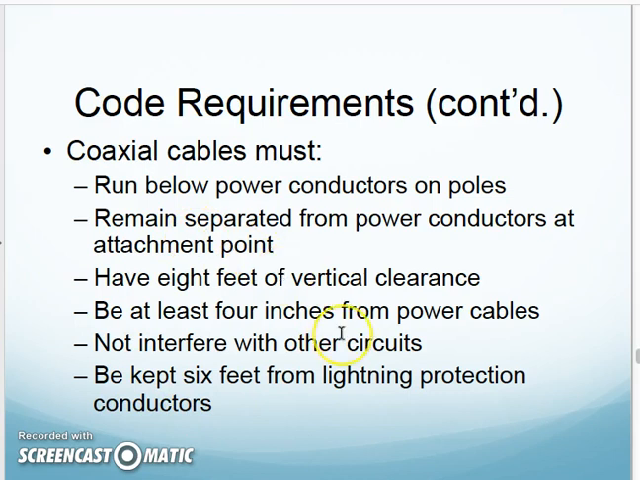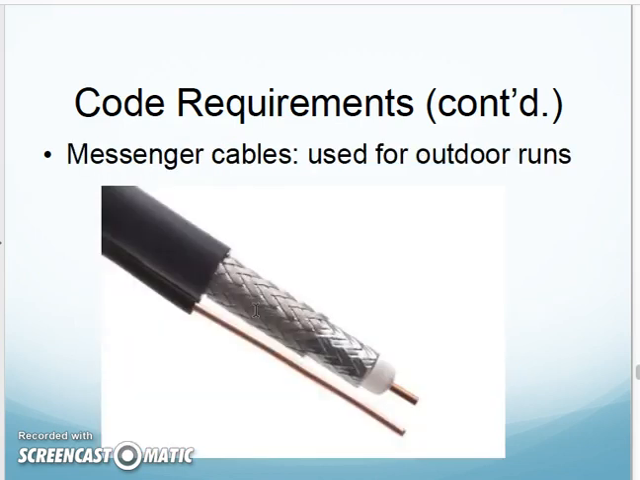Have 8 feet of vertical clearance, and the book goes through and gives you a whole bunch of guidelines on clearances from overhangs and all that kind of good stuff. All right, nice. We need to make sure we're at least 4 inches away from the power cables as we're coming in. Not interference from other circuits. Kept 6 feet from lightning protection conductors.